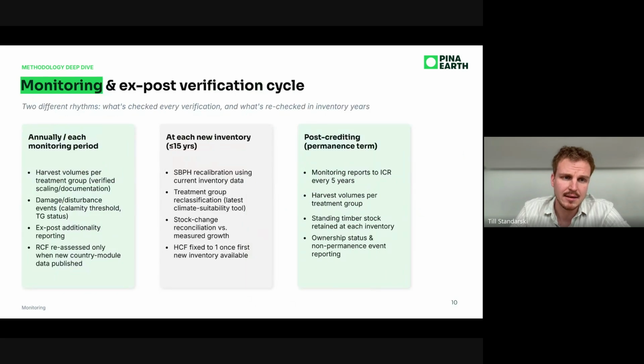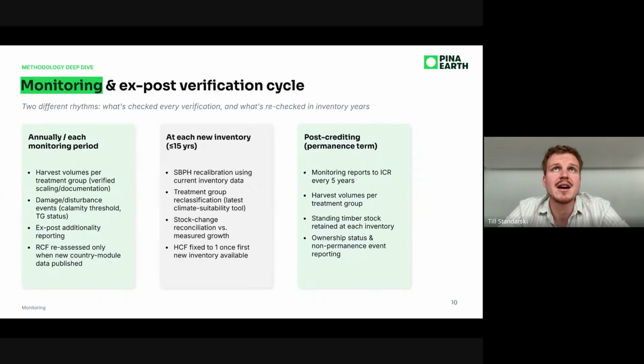And yeah, I think I pretty much already explained it through the reconciliation process. But this is the way we do the monitoring and the ex post verification. So we have the annual monitoring reporting where we just work with the harvesting volumes that we receive from the forest operation, and then compare this to the baseline harvest rate that we calculated in the beginning, and through that get the annual data.